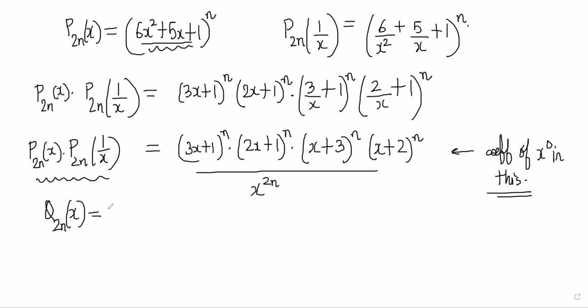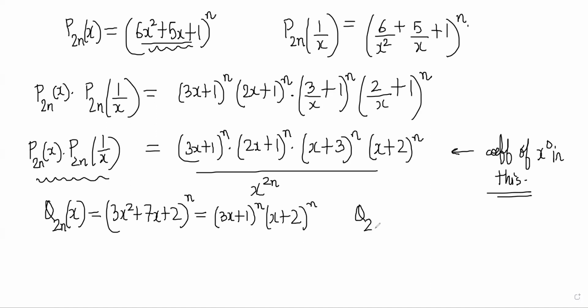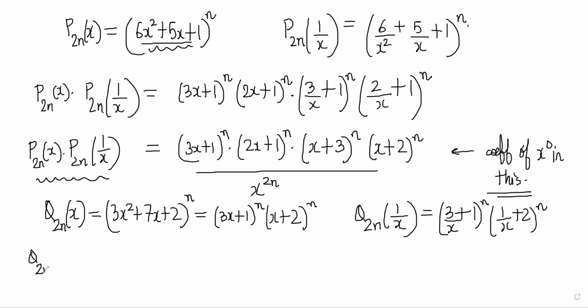Now Q2n of x was given as (3x squared plus 7x plus 2) whole power n. And if you think about it, this is also easily factorizable. And this is (3x plus 1) power n into (x plus 2) power n. So when you multiply it with Q2n of 1 by x, you will get (3 by x plus 1) power n and (1 by x plus 2) power n. So the product of Q2n of x and Q2n of 1 over x will actually become the same thing.